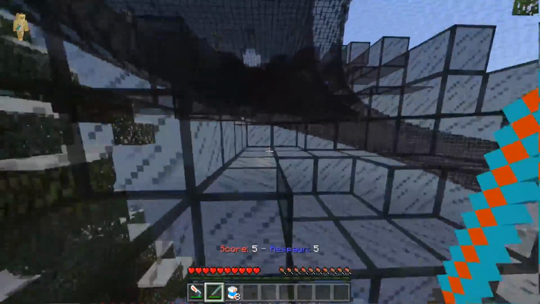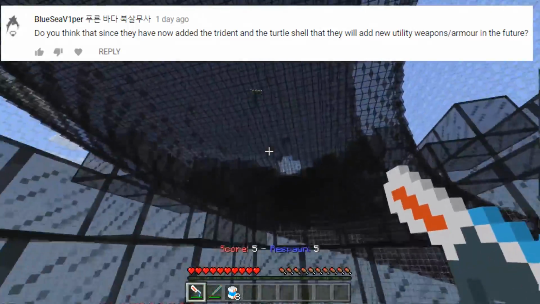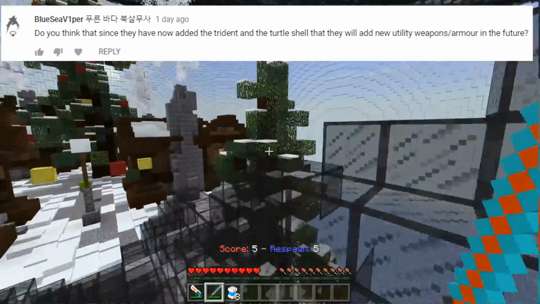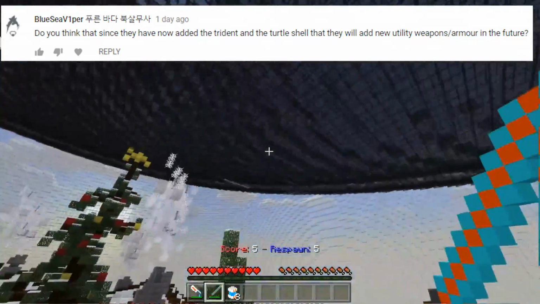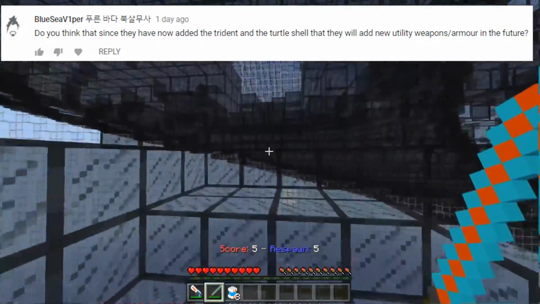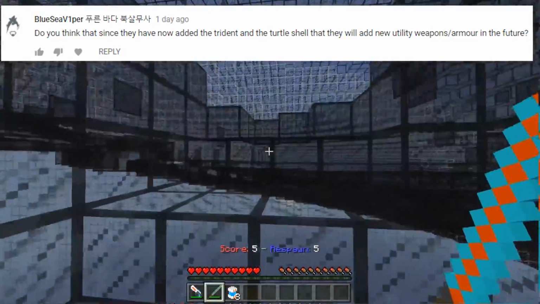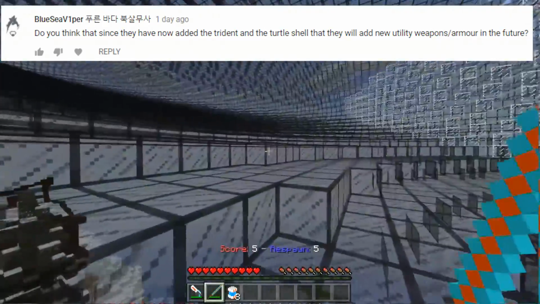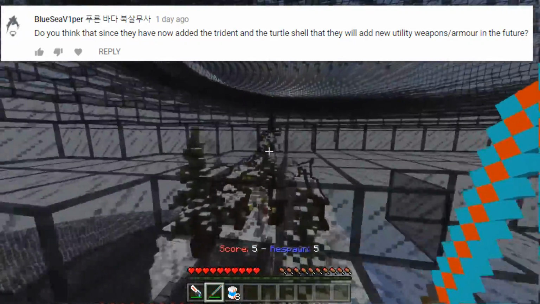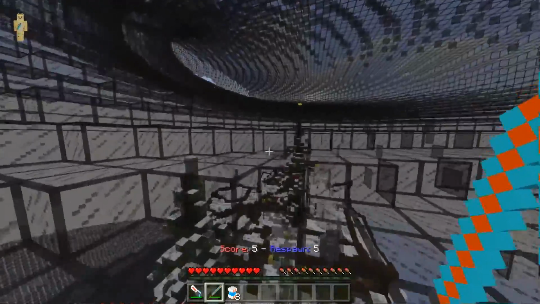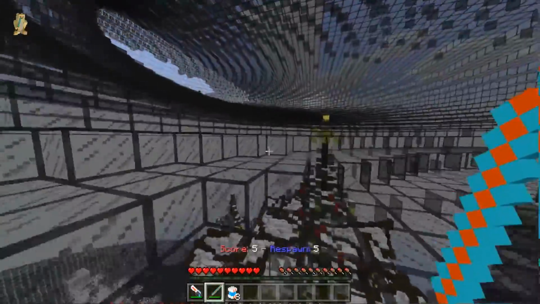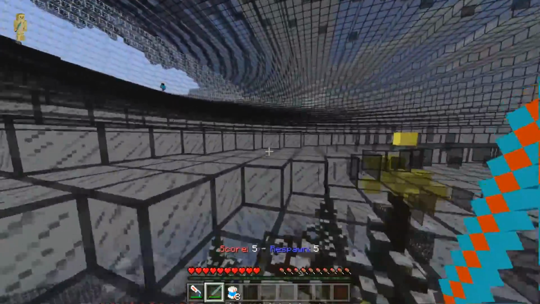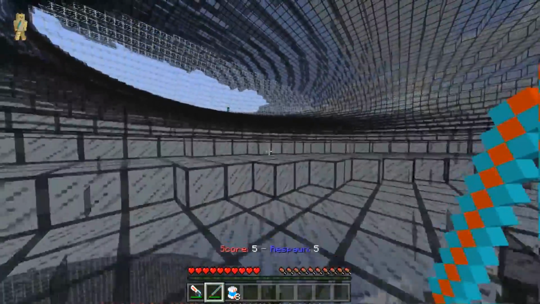So let's move to the fourth question, which comes in from Blue Sea Viper, who says, do you think that since they have now added the trident and the turtle shell, they will add new utility weapons and armor in the future? So for the longest time, ever since the early days of Minecraft, I believe it was Notch's vision to keep the same 4 types of sword, or 5 types of sword and armor, etc. in the game, and then not to add any more, because it didn't really make any sense. That wasn't Notch's kind of goal for the game.